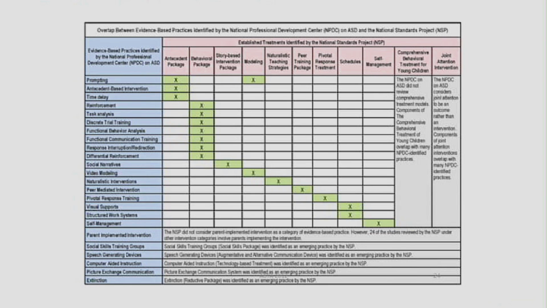And there's the overlap between the two. So across the blue column down the right-hand side are the evidence-based practices that were identified by the National Professional Development Center, and then the pink across the top is the National Standards Project. The reason for the difference between the two is that they did take different strategies in grouping their approaches or their EBPs together. The National Standards Project tends to package things together. So you can see in that first column, the antecedent package would be one evidence-based practice from the National Standards Project, but it is comprised of 3 evidence-based practices under the NPDC: prompting, antecedent-based intervention, and time delay.